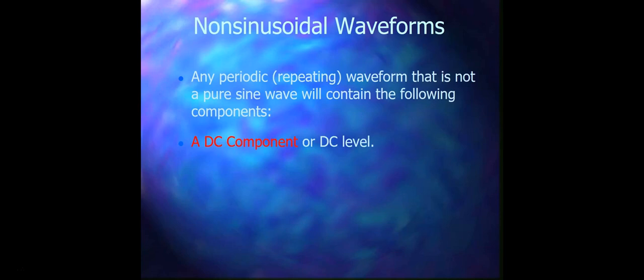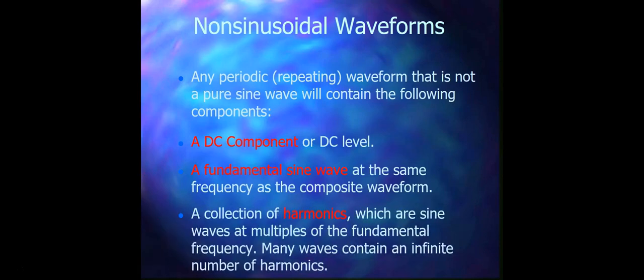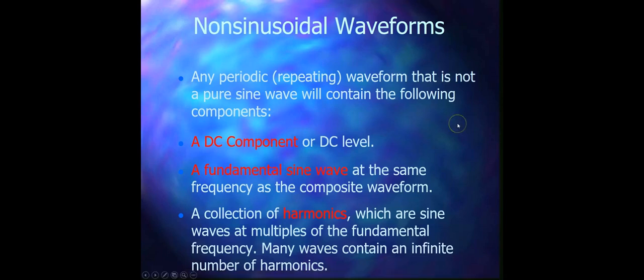A DC component or DC level, a fundamental sine wave at the same frequency as the composite waveform, a collection of harmonics which are sine waves at multiples of the fundamental frequency. Many waves contain an infinite number of harmonics. In other words, we can say that these are complex waveforms, and examples of these complex waveforms would be your square wave, triangular wave, sawtooth wave.